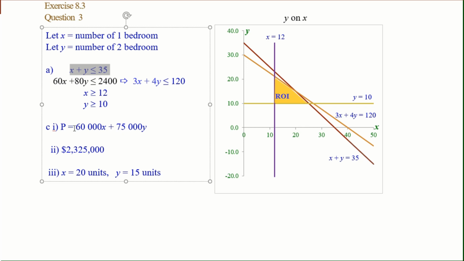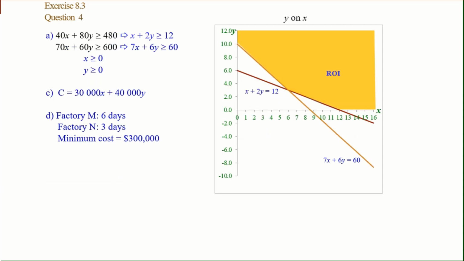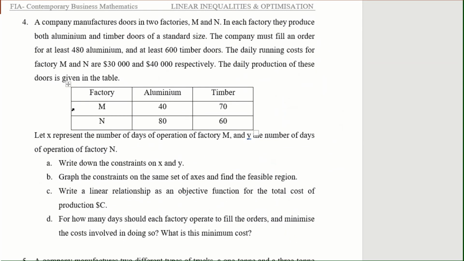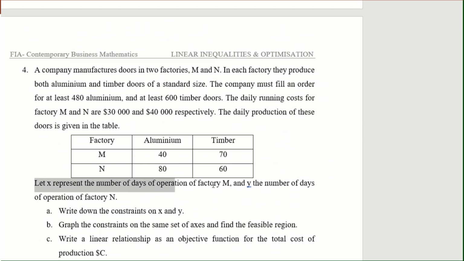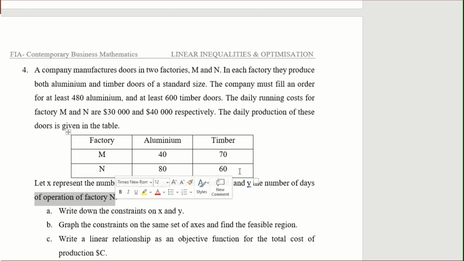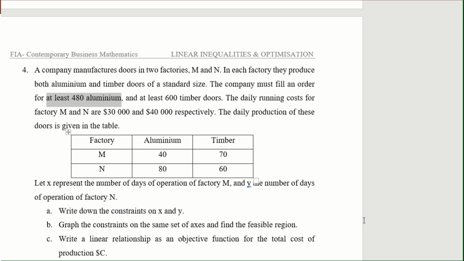All right. Moving on to question 4. So question 4 is the same. They already told you. Let x represent factory m, y represent factory n. So this is x, this is y. This is x, this is y. The company must fill an order of at least 480 aluminium doors. So 40 coming from x plus 80 coming from y must be more or equals to 480. Subsequently, 70 coming from x, 60 coming from y must be more or equals to 600.